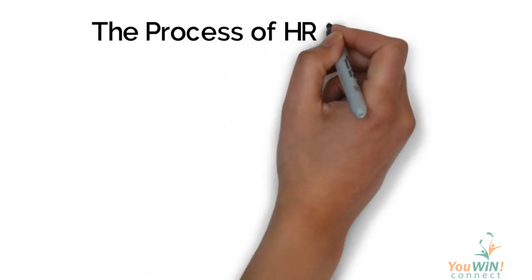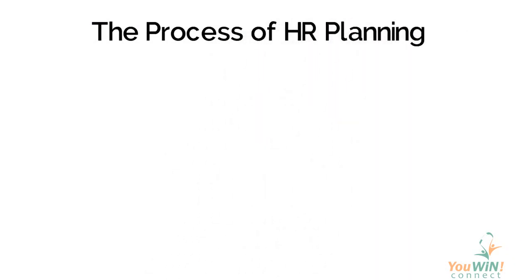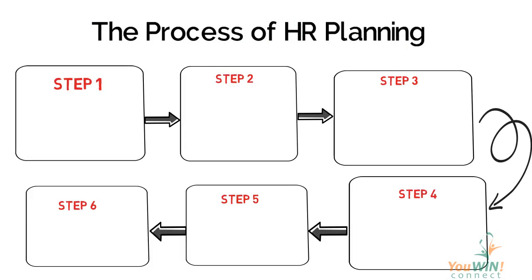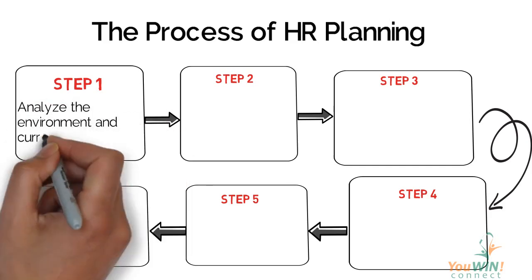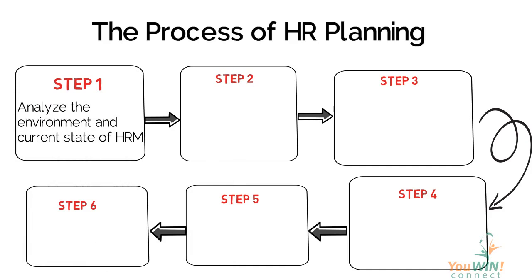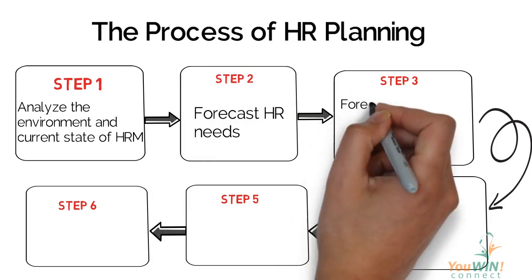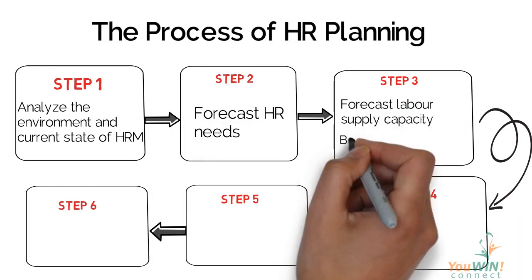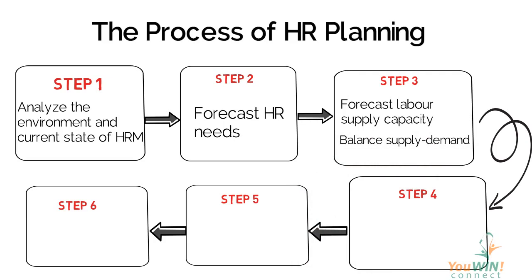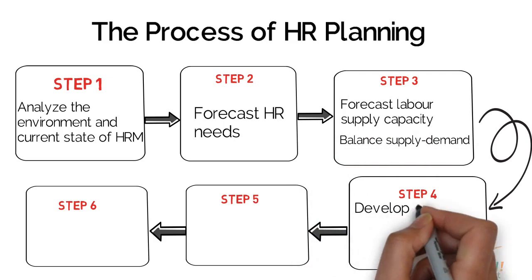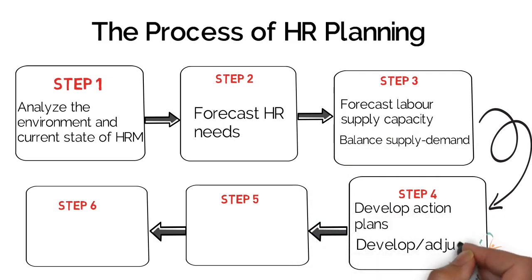We're now going to look at the process of HR planning. Looking at the slide we have now, you can see we have 6 steps. We're going to look at this in detail, but now let's just quickly glance through the steps. Step 1, we analyze the environment and current state of HR management. Step 2, we forecast the HR needs. Step 3, we forecast the labor supply capacity and we balance the supply and demand. This then takes us into step 4, which is to develop our action plans, and we also develop and adjust our HR policies as appropriate.